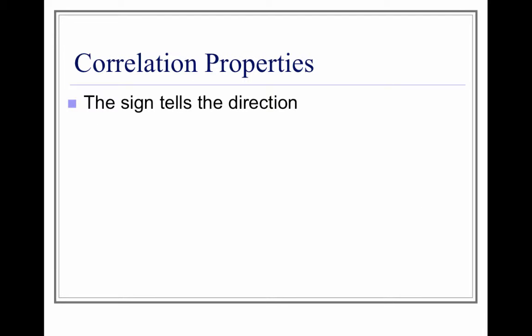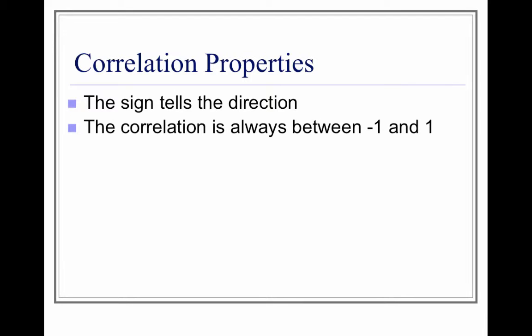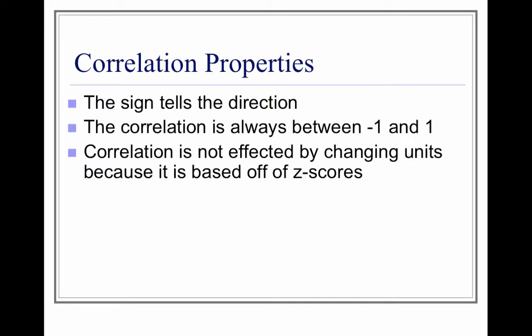In a nutshell about correlation, the sign is going to tell you the direction. Correlation is always going to be between -1 and 1. So if you have a value outside of that range, it's not right. And correlation is not affected by changing units because it's based off of z-scores. It's because the relationship doesn't change no matter what units you're using. Therefore, your correlation coefficient has no units. So if somebody says that your correlation coefficient r is 0.98 miles per hour, they're wrong because there are no units.